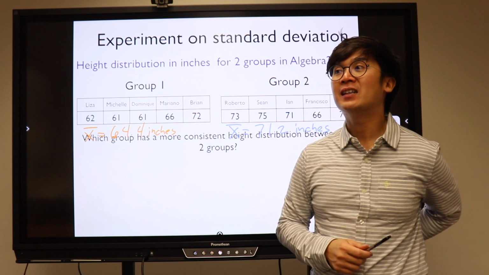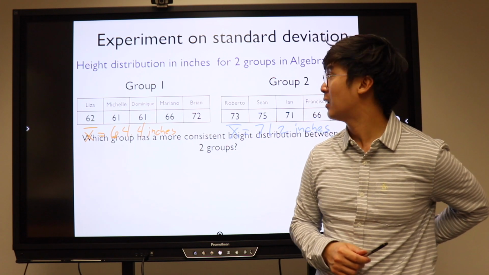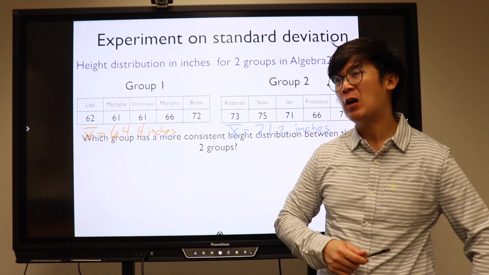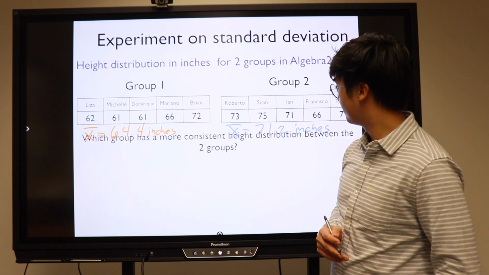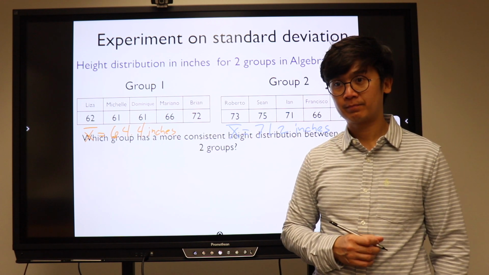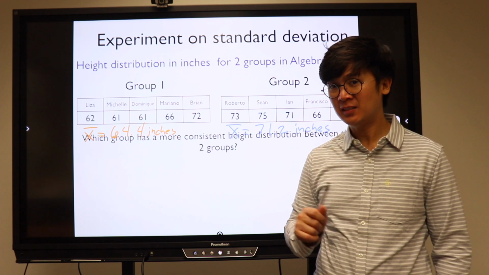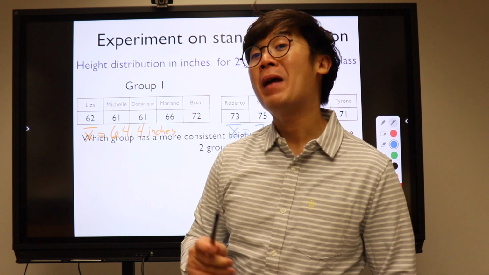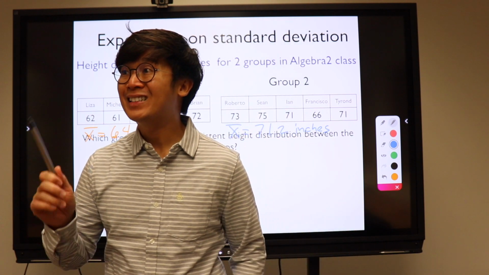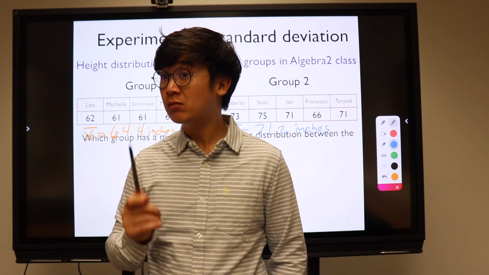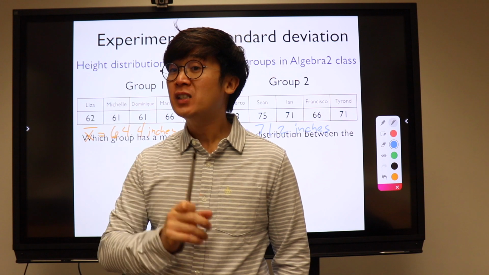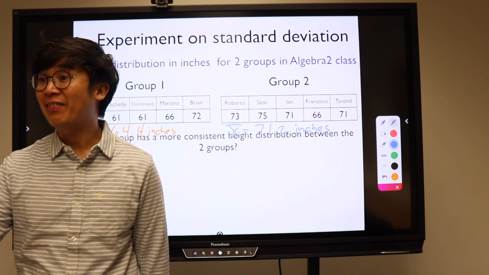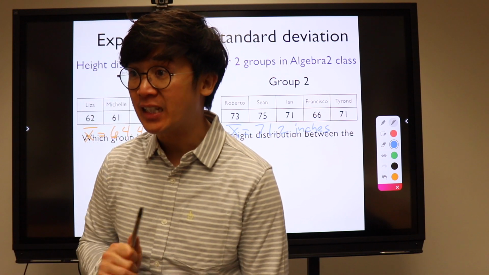Which one do you think has a more consistent height, group 1 or group 2, if we're talking about consistency? Any guesses? I'll show you how to mathematically compute for a description that will describe which group is more consistent between the two groups. And that is the importance of the standard deviation.